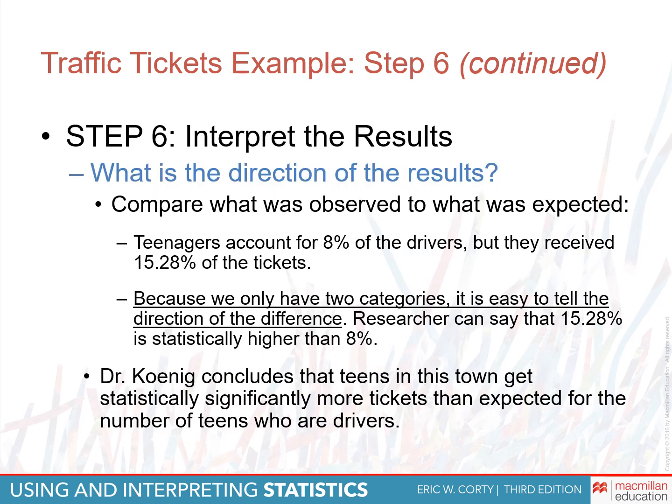So we're going to compare what was observed to what was expected. So because teenagers make up 8% of drivers, we expected that they would receive 8% of tickets, but we actually found that they got 15.28% of tickets. And so because we only have two categories, it's actually easy to tell the direction of the difference. And so we can say, based on what we found, that 15.28% is statistically higher than 8%. So we can conclude that teens in this town get significantly more tickets than expected based on the number of teens who are drivers.